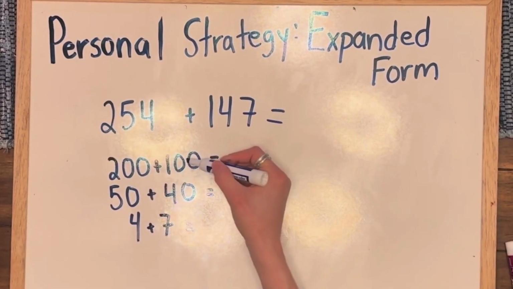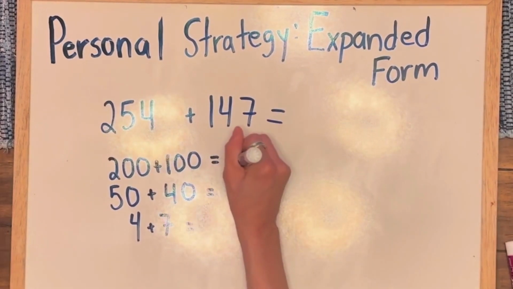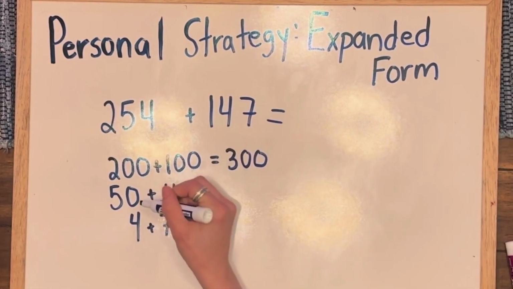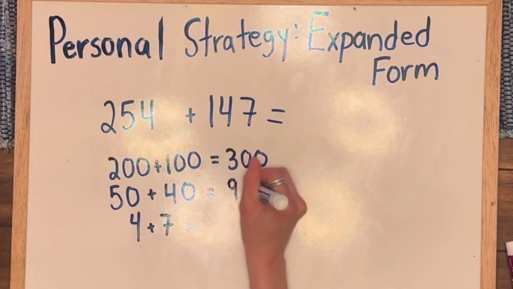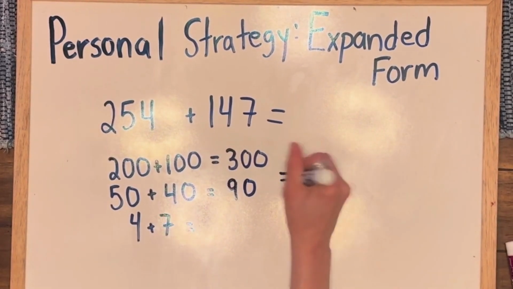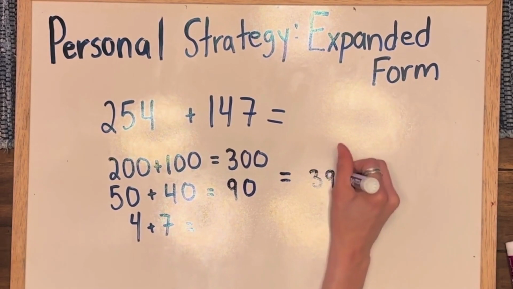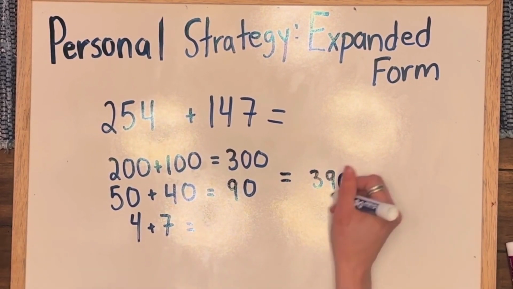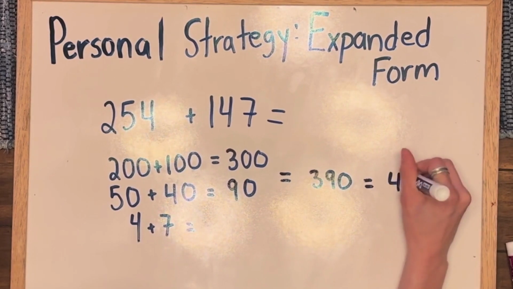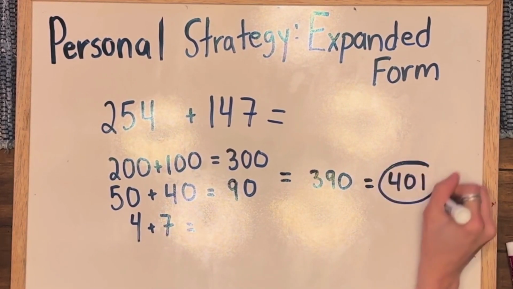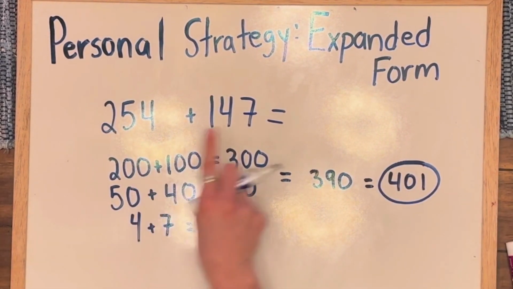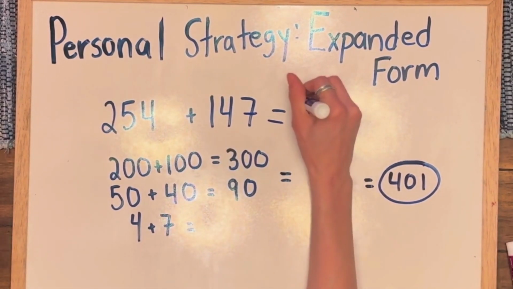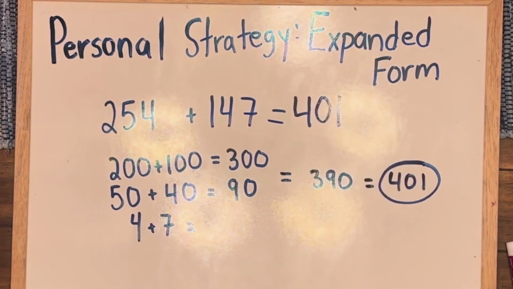So we know that 200 plus 100 gives us 300, 50 plus 40 gives us 90, and that these two give us an answer of 390. So now all we have to add is the ones places. So we know that 4 plus 7 added to this will give us 401. So our answer to 254 plus 147 is 401.